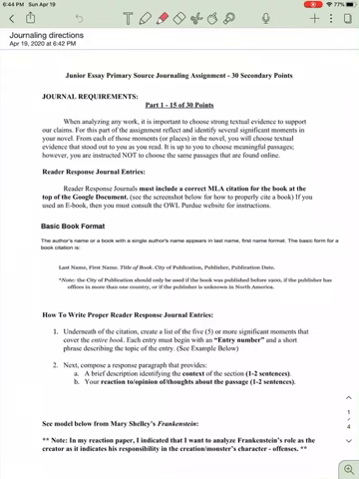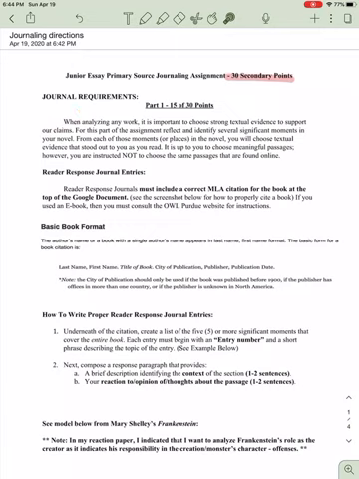Okay, so today we're going to talk about your junior essay journaling assignment. If you look up here, you'll see it's a 30-point secondary grade, but it's broken up into two parts, 15 points for each part. So this video will go over both part 1 and part 2. However, you're going to submit part 1 and wait for feedback before moving on to part 2. So let's start at the top.